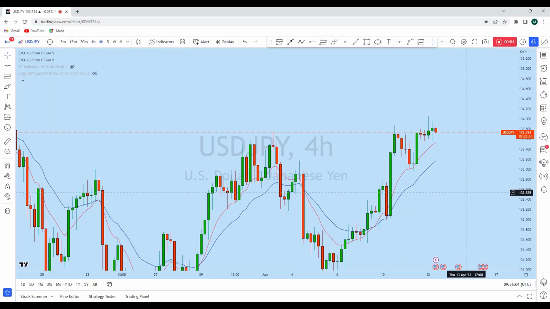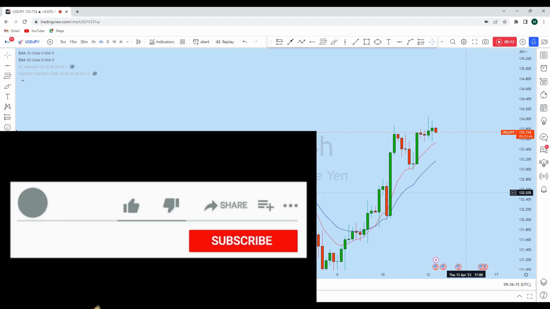Hello trader, I'm going to do a complete multi-time frame analysis on dollar yen. Let's see what kind of trading opportunity we currently have in this instrument. Now from the monthly perspective, we can see the dollar yen showing significant trading opportunity.